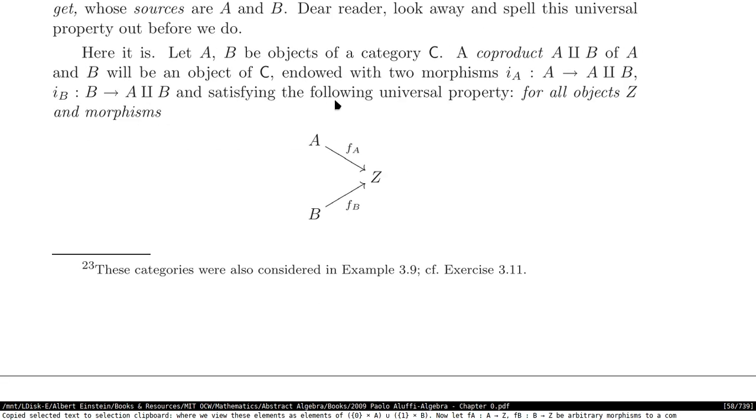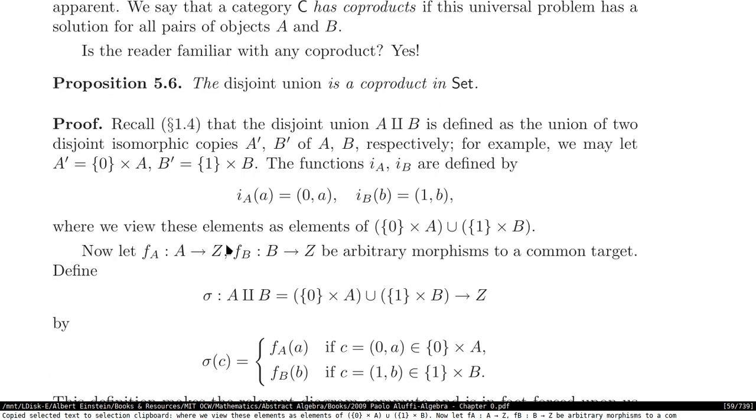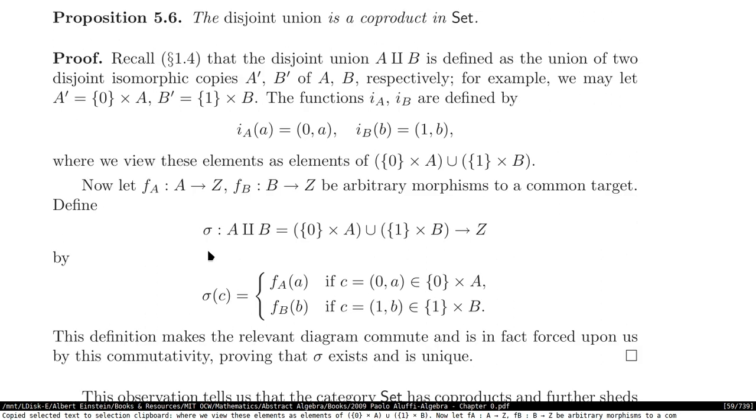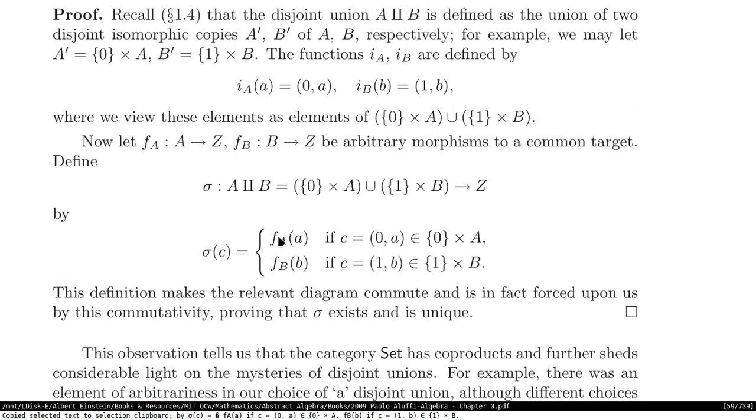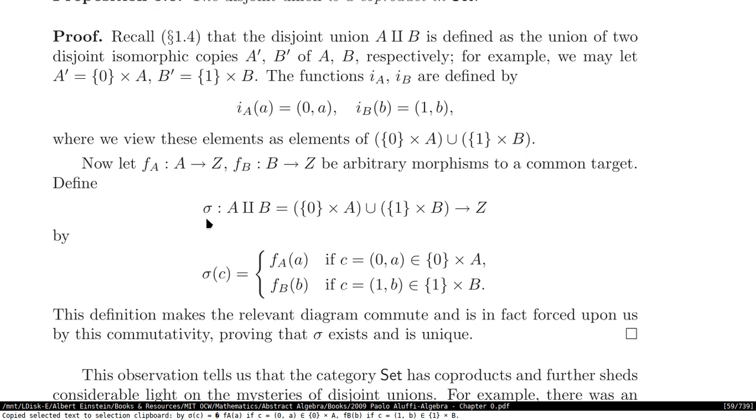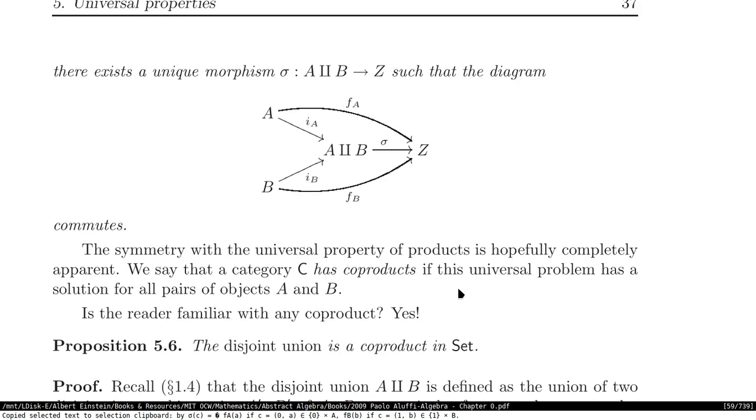So now what you do, as we did before, is take fA and fB as two morphisms to a common target, Z. So they go from A to Z and from B to Z. And you define this sigma in this manner. Sigma goes from the coproduct, which is just the union of A prime and B prime, to Z. And how it's defined is precisely this: sigma of c gives you fA of a if c is (0, a), so if c lies in A prime. Otherwise, it gives you fB of b if c lies in B prime. And defining sigma of c this way lets you do everything that you want for the diagram to commute.